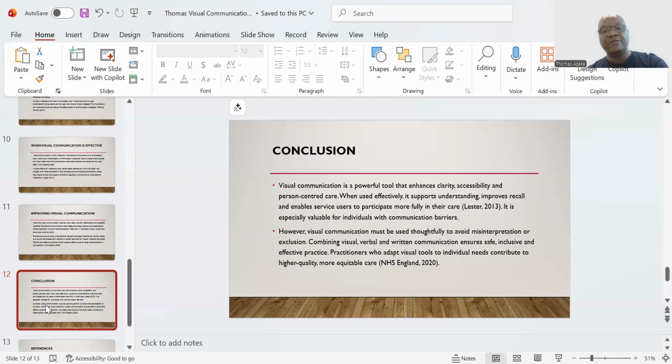Combining visual, verbal, and written communication ensures safe, inclusive, and effective practice. Practitioners who adapt visual tools to individual needs contribute to high-quality and equitable care in the NHS.